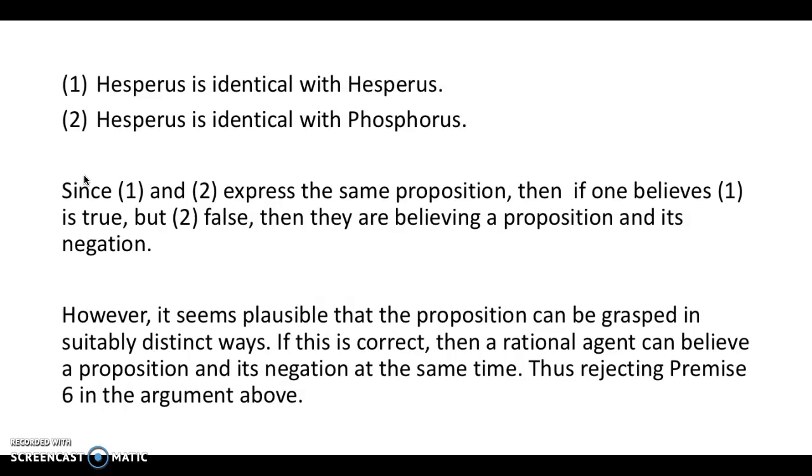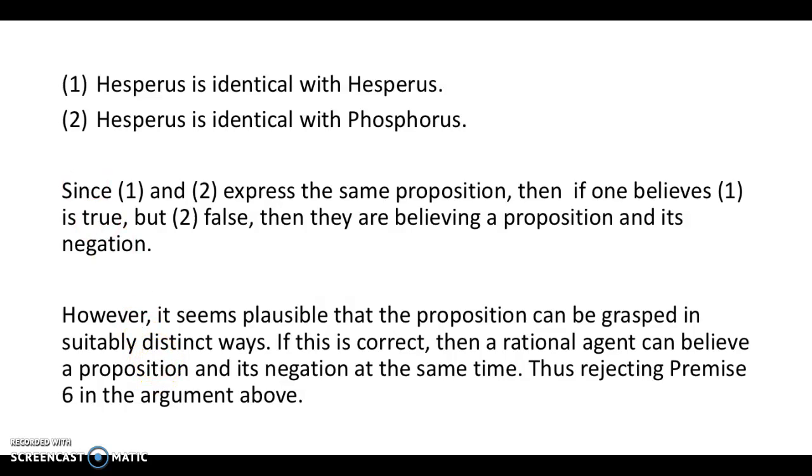Now, with this in hand, likewise, we can also imagine that an individual who is ignorant perhaps of the fact that Hesperus is Phosphorus can nevertheless grasp or believe the proposition that Hesperus is identical to Hesperus, and reject the proposition that Hesperus is identical to Phosphorus, as long as they believe it in a different way. Well, which way is that? The way that would dispose them to express that information by means of sentence two, or perhaps the rejection of sentence two.